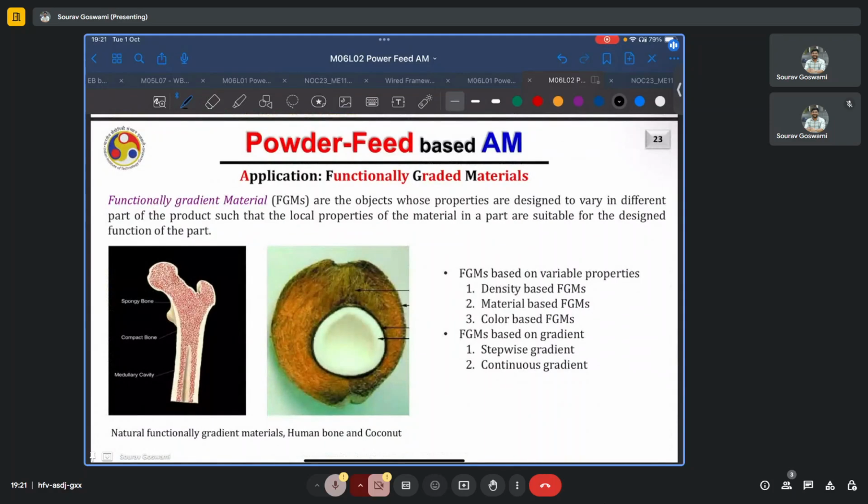Powder feed-based AM can also be used for making functionally graded materials, which are objects whose properties are designed to vary in different parts of the product, such that the local properties of the material in a part are suitable for the design function.